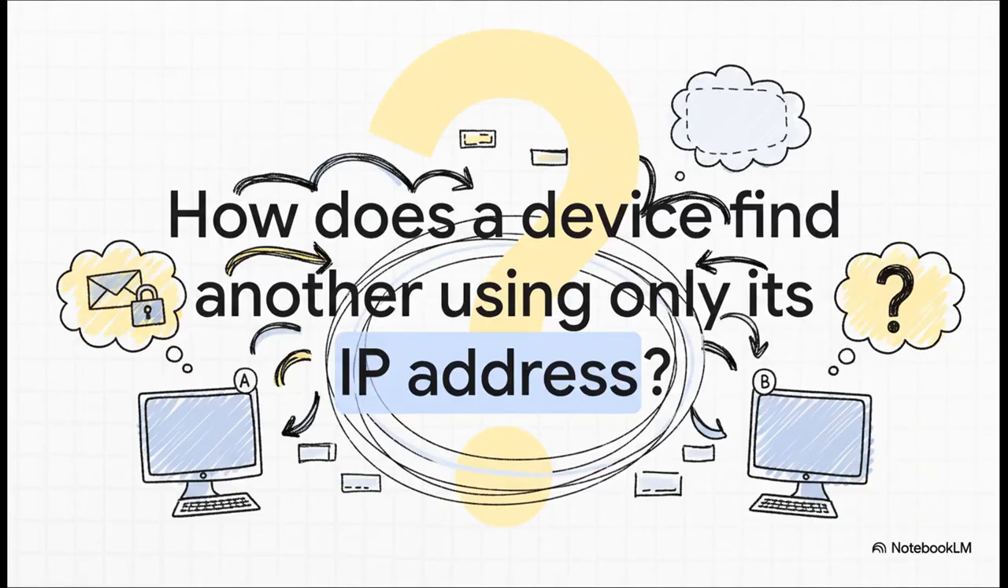So, here's the real puzzle we're going to solve. To talk to another device on your local network, your computer needs its IP address, sure. But that's just a logical address, like a name in a directory. It's not enough to actually deliver the goods. It needs something way more fundamental, a physical address.